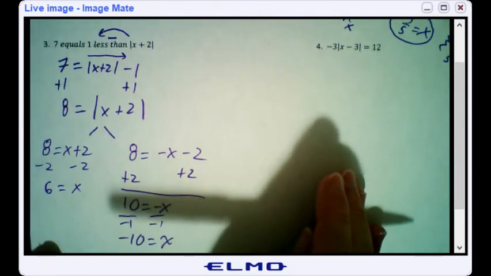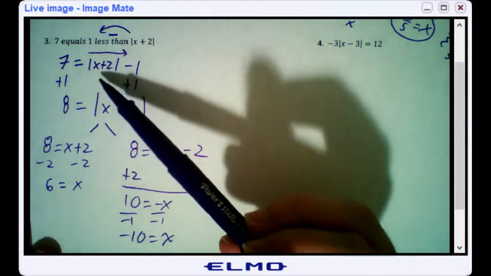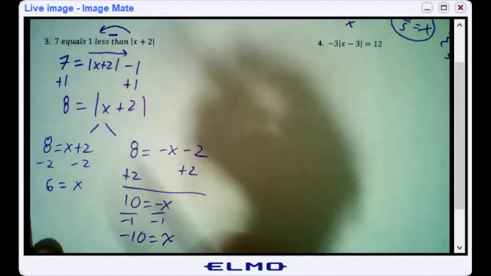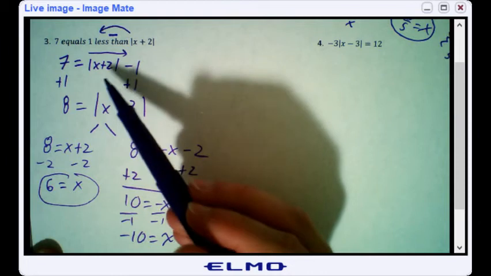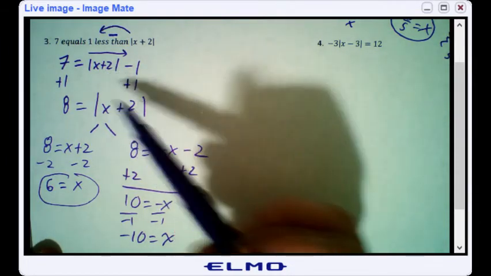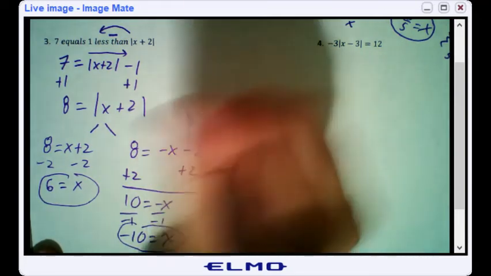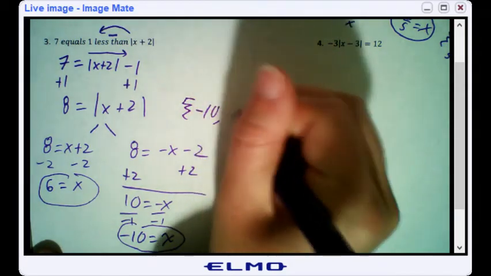I'm going to take these and check in my original equation. So 6 plus 2 is 8. Absolute value of 8 is 8, minus 1 is 7. So I know this one will work. Negative 10 plus 2 is negative 8. Absolute value of negative 8 is positive 8. Minus 1 is 7. Therefore, this one will work. I can put my answer if I want to in set notation. So negative 10, 6.